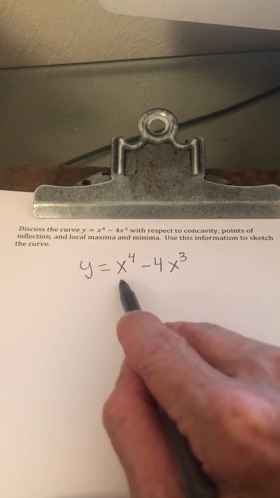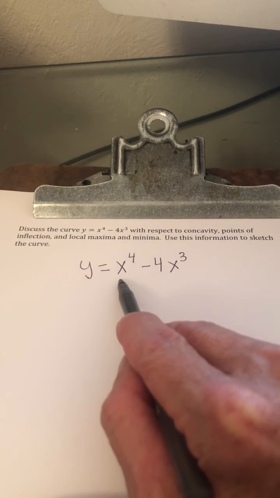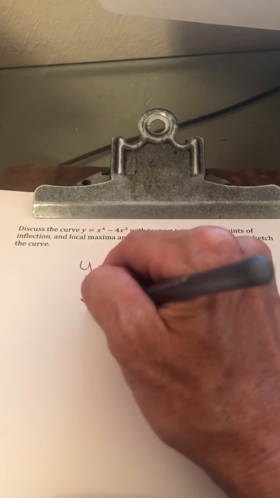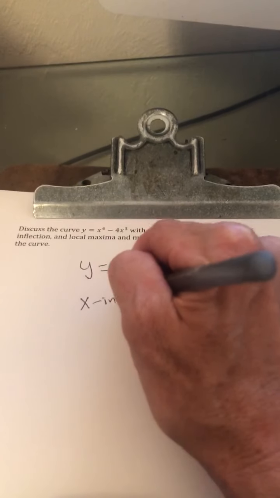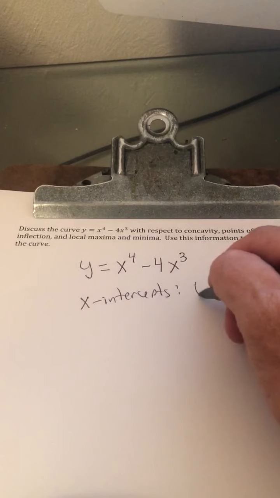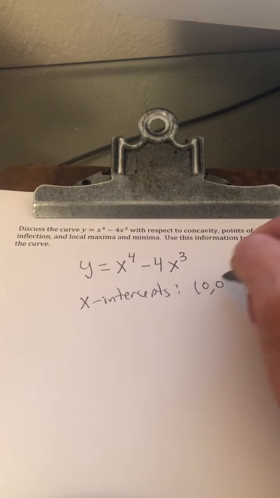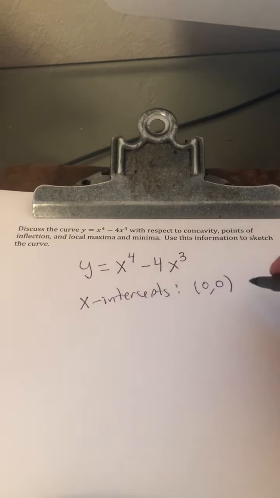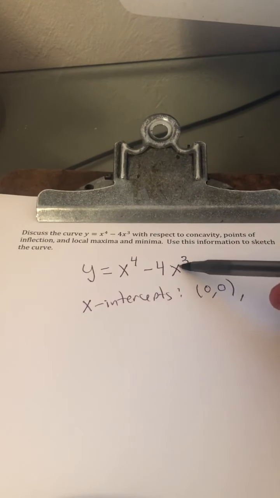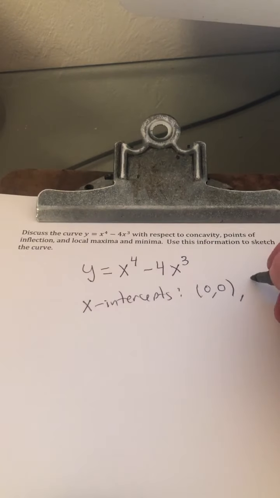Now, you should also talk about the intercepts. I think it will not be a problem for you to realize that the x-intercepts are the origin. When x is 0, so is y. So we have 0, 0. But also, if you set this quantity equal to 0 and solve for x, you get another value, which is 4. So we actually have two x-intercepts, 0, 0, and 4, 0.